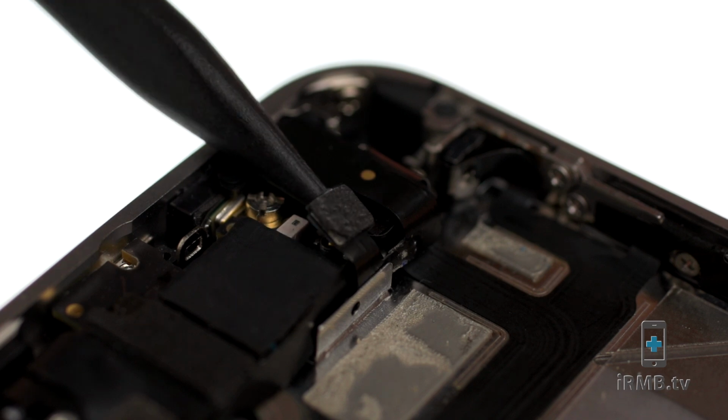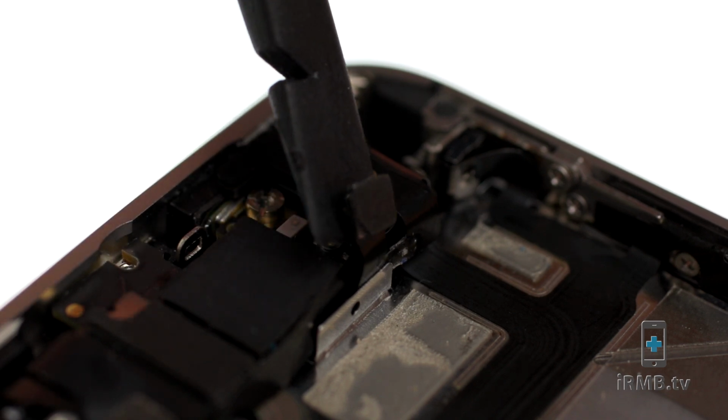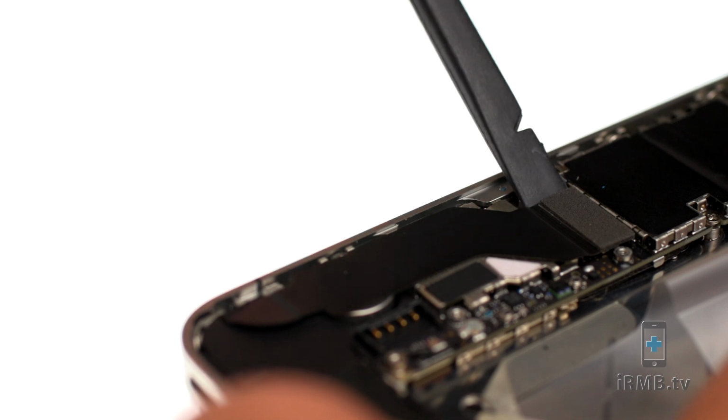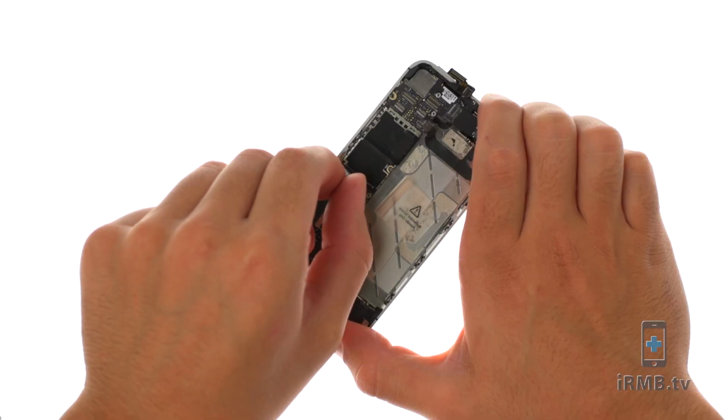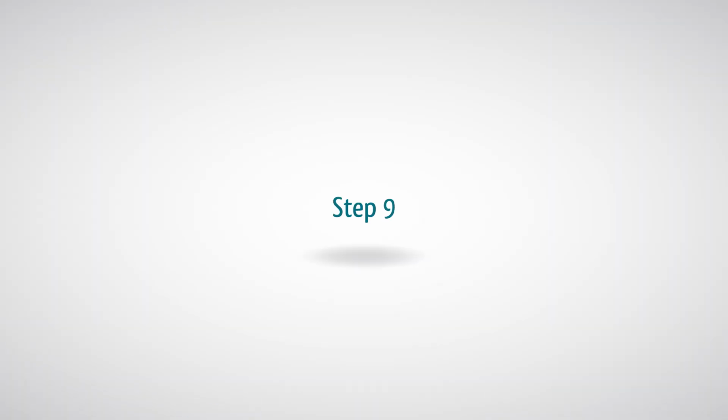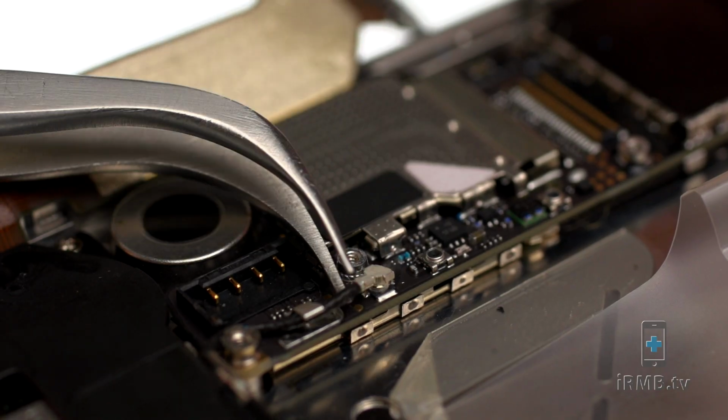And last, disconnect the Wi-Fi antenna. Disconnect the dock connector flex cable. Disconnect the signal antenna.